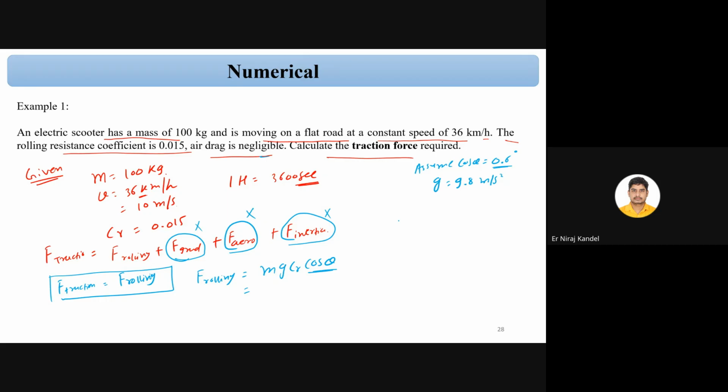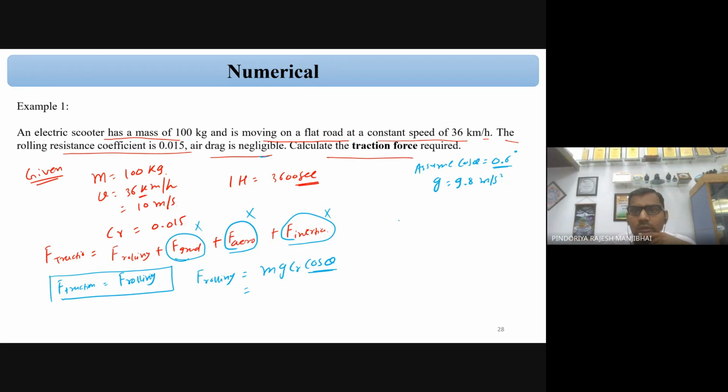The question says that it is a flat road. I think theta must be 0 degree. Yes, the question is written flat road, correct? Yes, you are correct. So no need to assume the cos theta value. It is a flat road, so we can say theta equal to 0 degree.